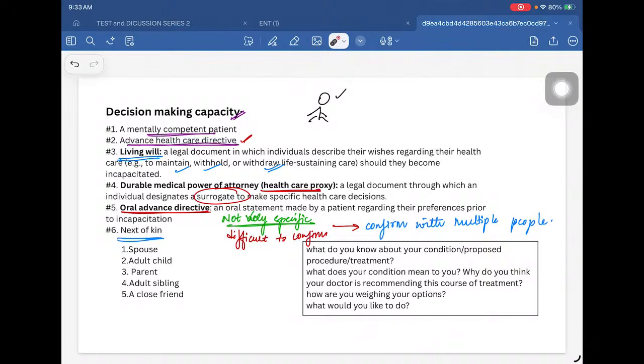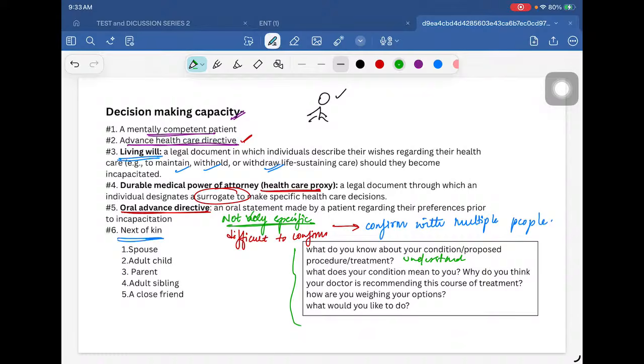Whenever you are checking whether the patient is competent or not, you're going to check with these questions. You're going to ask the patient, what do you know about the condition or proposed procedure and treatment, to know if the patient understands their situation. What does this condition mean to you?